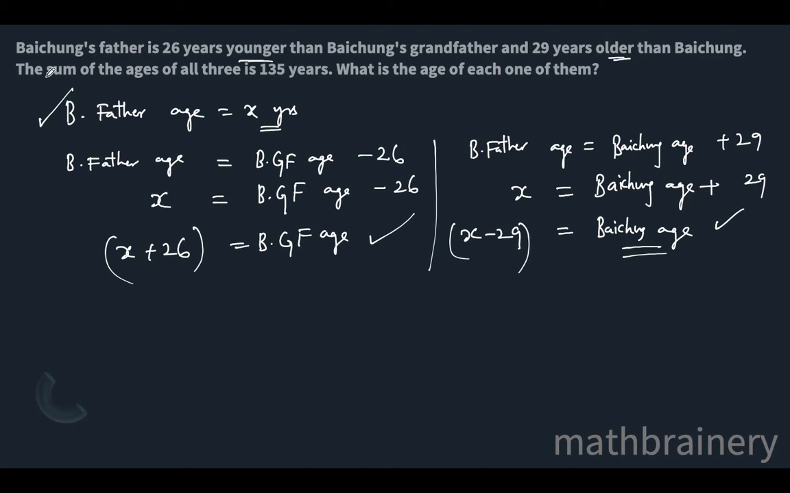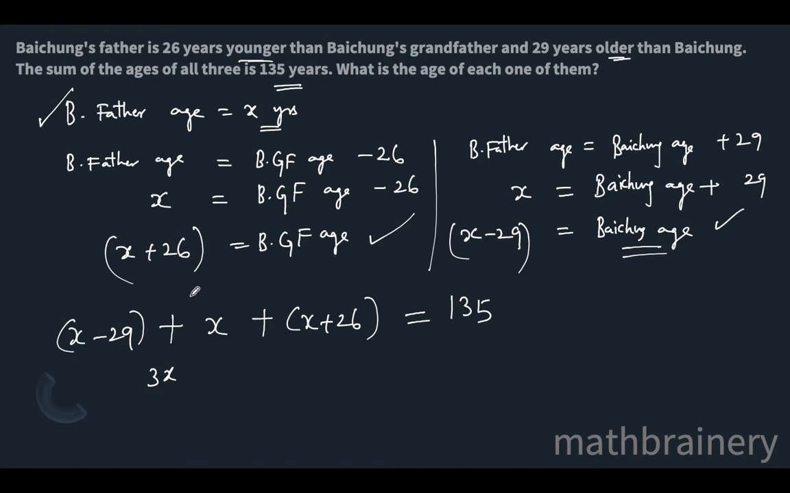Now, what is the next condition given in the question? Sum of the ages of all the three is 135 years. So, that means Baichung's age x minus 29 plus Baichung's father's age, that is x years, plus Baichung's grandfather's age, that is x plus 26. The sum of all the three is equal to 135. Now, let's simplify this. x plus x plus x is 3x, minus 29 plus 26 is minus 3. This is equal to 135.